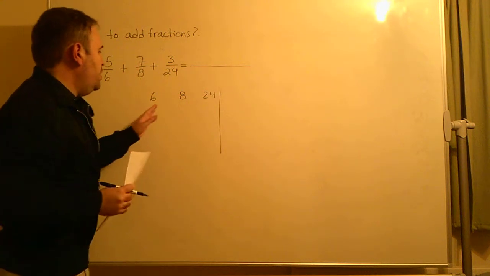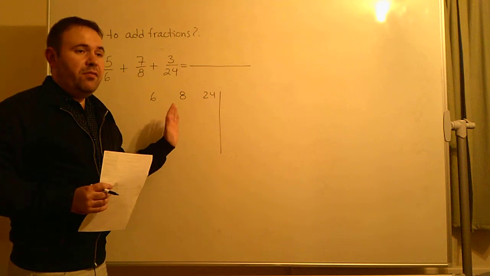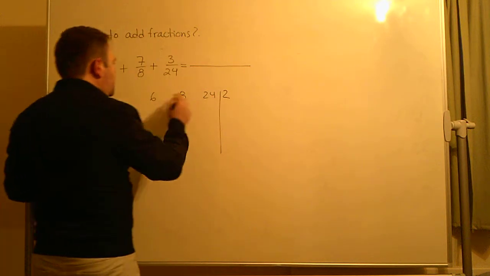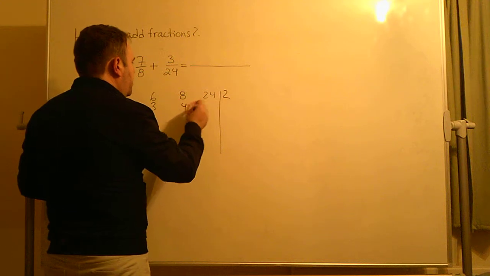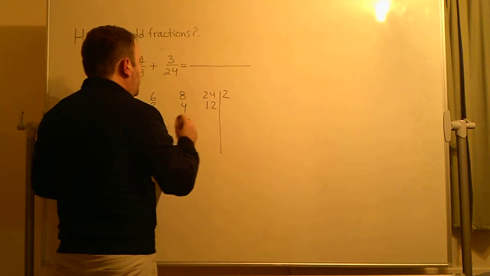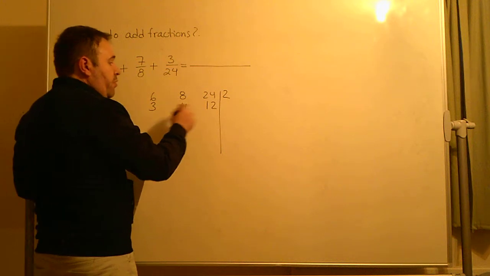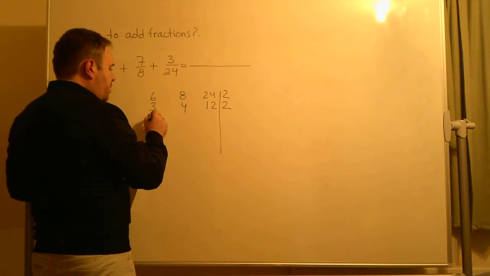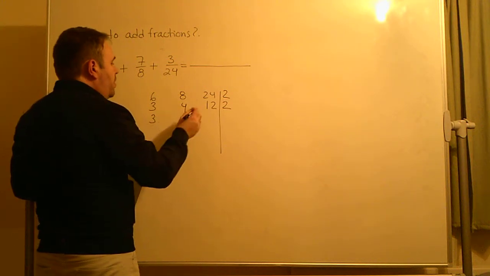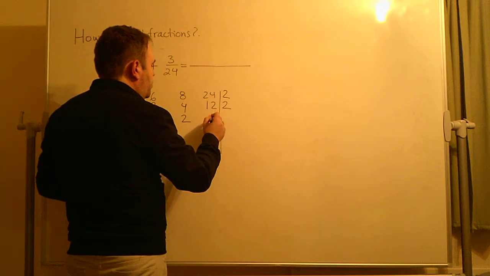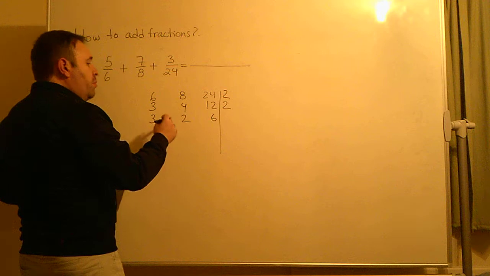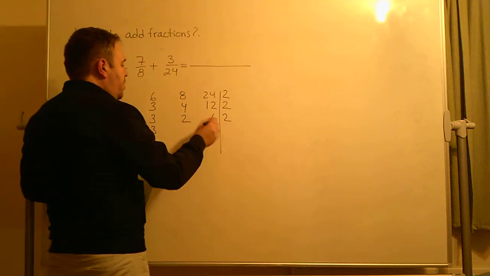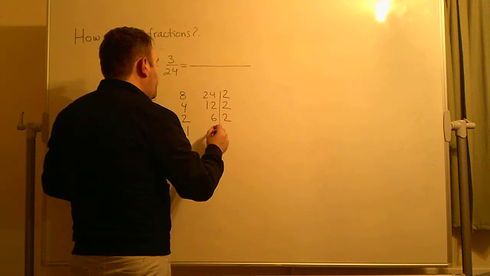Since at least one of them is even, actually the three of them are even, we're going to start dividing by 2. So 6 divided by 2 is 3, 8 divided by 2 is 4, and 24 divided by 2 is 12. Since at least two of them are even, we divide by 2 again, and then we bring this 3 down, and then 4 divided by 2 is 2, and 12 divided by 2 is 6. Now, since two of them are still even, we can still divide by 2. We bring this 3 down, and then 2 divided by 2 is 1, and 6 divided by 2 is 3.